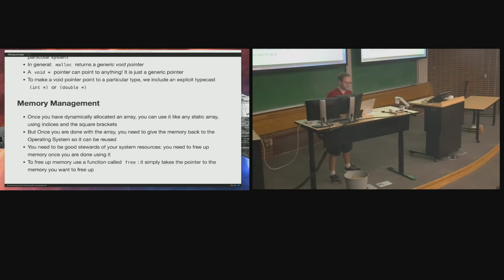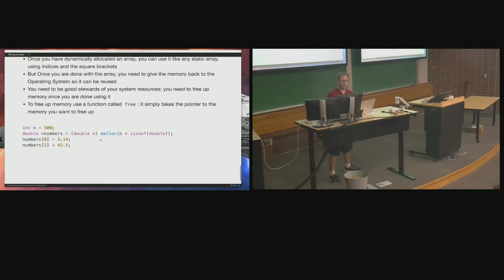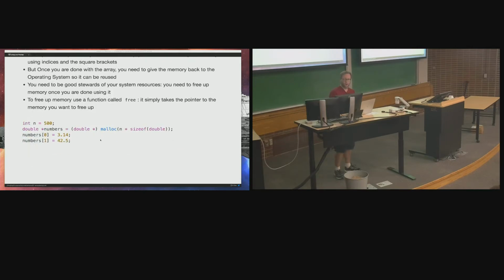I'll just cut and paste this. Right. So I'm going to create an array of size 500 doubles, and I do that on these two lines. I set the first one, I set the second one, et cetera. Maybe I print them all out, maybe I take the average or whatever. Right? And then I need to make sure that I free it up.